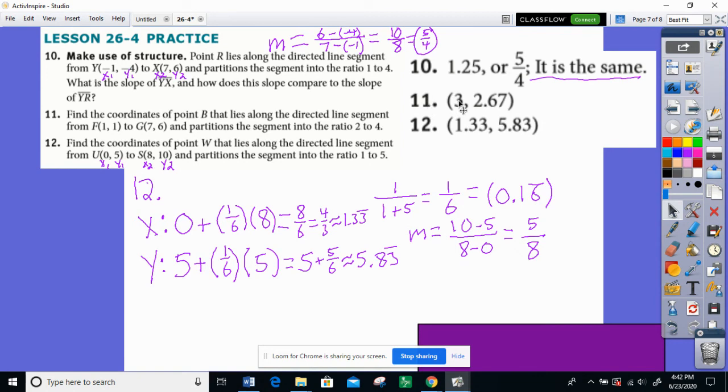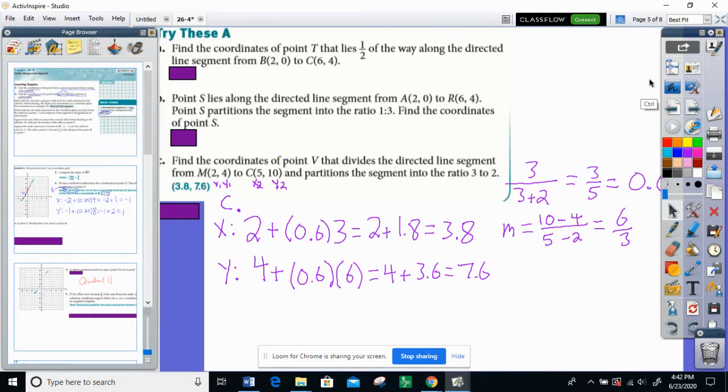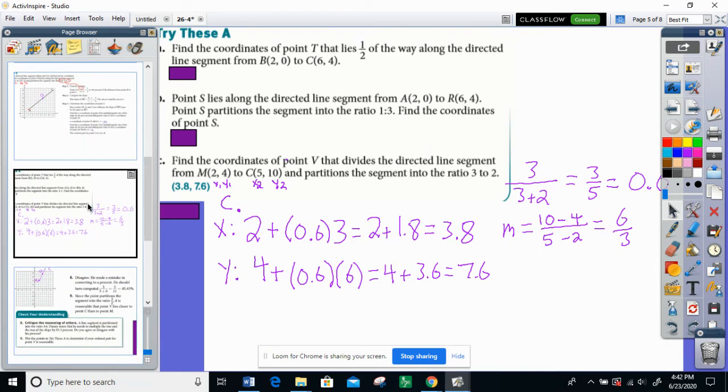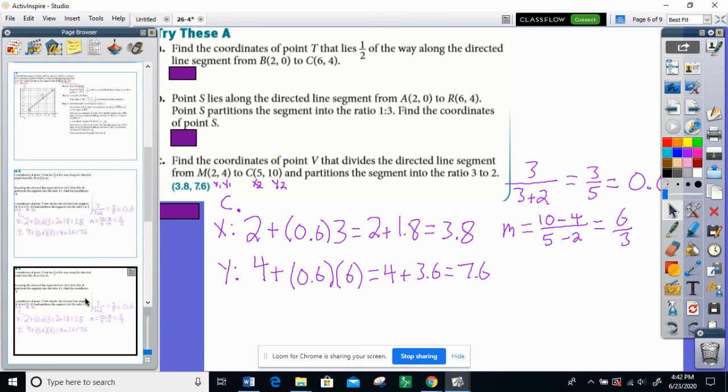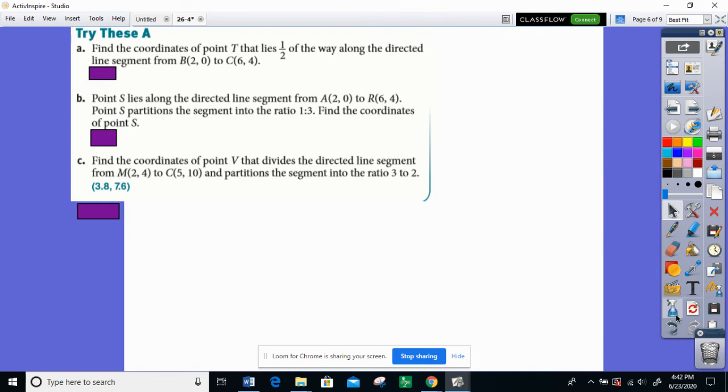I'm going to leave number 11 for you to work out if you so desire. And it looks like we've got time to do one more from the Tri-B A. I'm going to copy this onto a new page so that we have a bit more work here. Let's do B. Let's work out B now. Okay, so our ratio is 1 to 3, so that's going to be 1 over 1 plus 3.